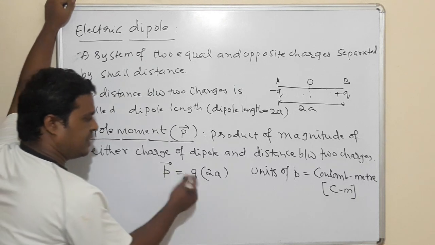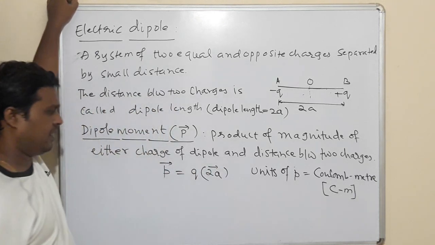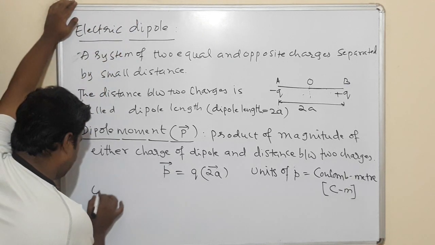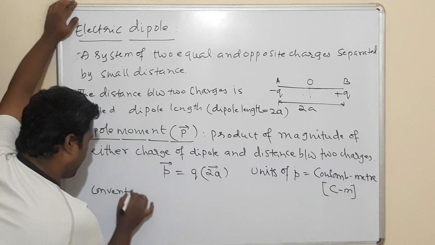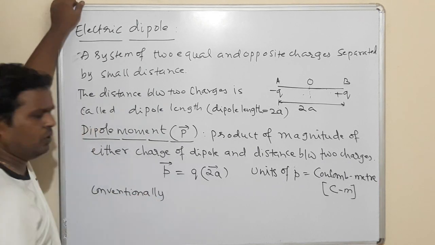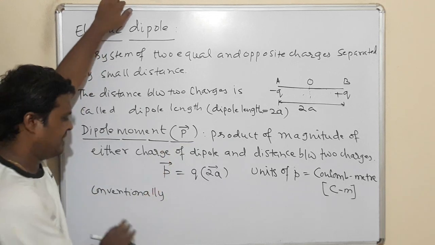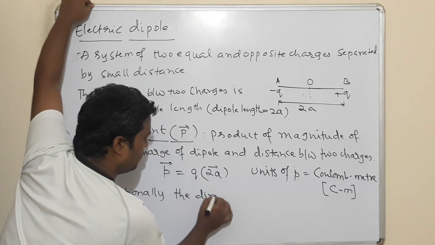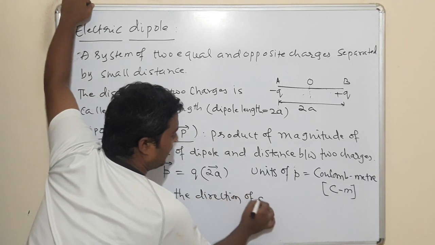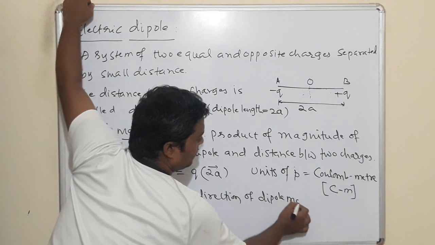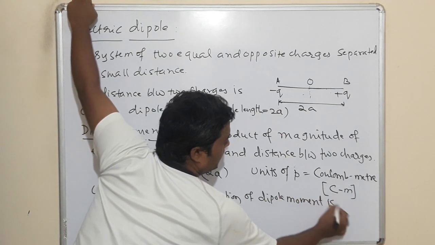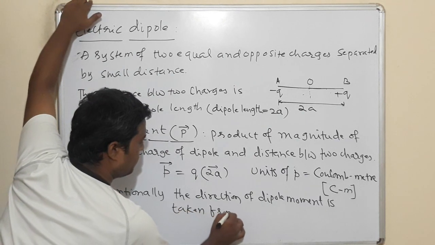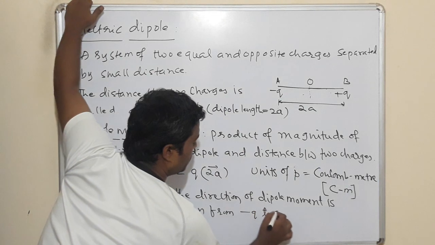Dipole moment is basically a vector. If it is a vector, it should have a particular direction. There is no strong reason behind this; just conventionally, the direction of dipole moment is taken from minus q to plus q.